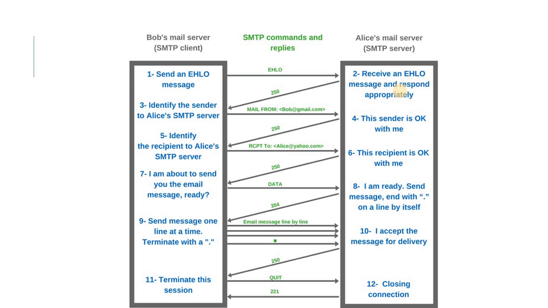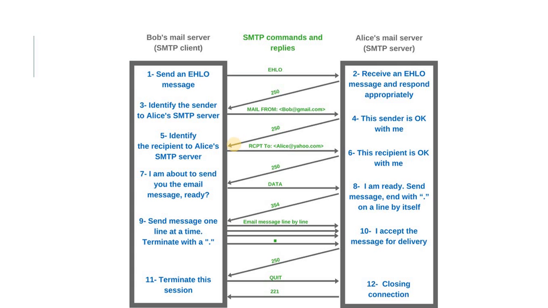Now that the greeting is done, it's time for the client to send the information of the sender and recipients of the email. The SMTP client resumes by sending a mail from command along with the sender's information. In our scenario, it would be something like mail from bob@gmail.com. When the SMTP server receives this command, it responds with the same code 250 to indicate that it has no problem accepting messages from Bob. So Alice's mail server responds with code 250 and says that it has no problem with Bob.